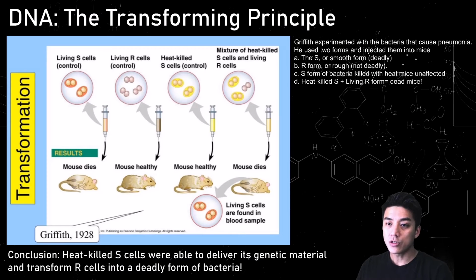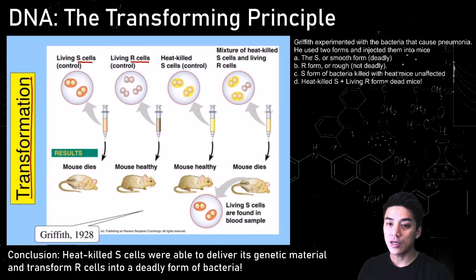We'll learn about the transforming principle. It's one of the most classic experiments in biology. This is before anyone had a clue what DNA was, and if it was indeed the thing that stored and carried genetic information. So Griffith, in 1928, experimented with two forms of bacteria cells that cause pneumonia. You have the S cells, and you have the R cells.